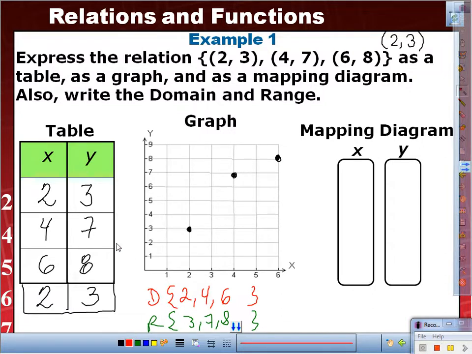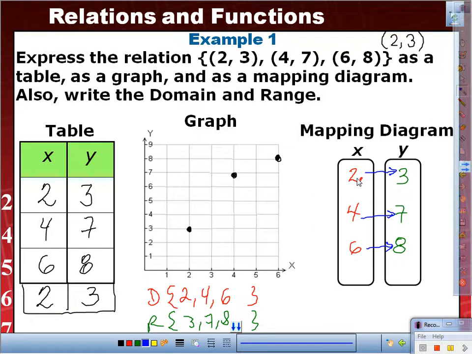Here it goes. So 2, 4, 6, 2. I already have it. Okay. Next, 3, 7, 8, and 3. I already have it. Next, I'm going to map it. That's why this is called a mapping diagram. 2 corresponds to which number? 3, so I map it using an arrow. 4 corresponds to 7. 6 corresponds to 8. And 2 corresponds to 3.